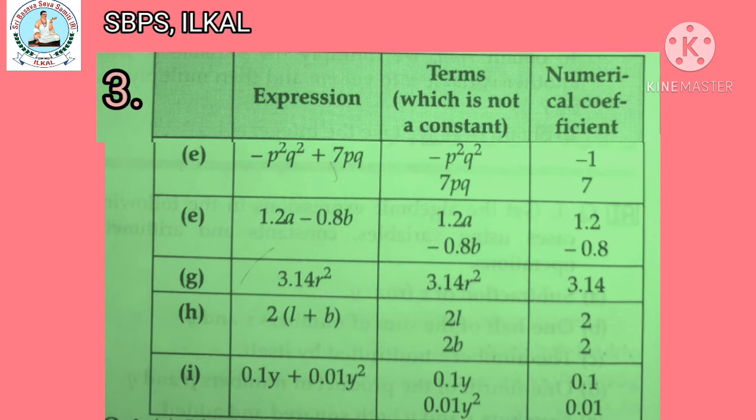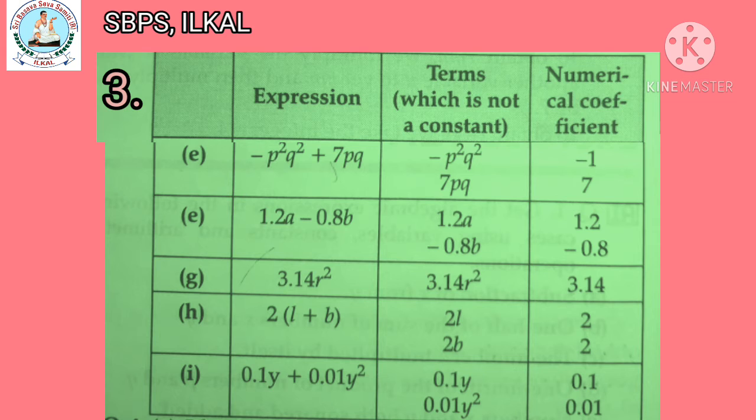Next expression minus p square q square plus 7pq. Here there are two terms. Those are minus p square q square and 7pq. For minus p square q square, numerical coefficient is minus 1. And for 7pq, the numerical coefficient is 7. Next expression 1.2a minus 0.8b. 1.2a, it is the first term. Its numerical coefficient is 1.2. And the second term is minus 0.8b. Its numerical coefficient is minus 0.8.